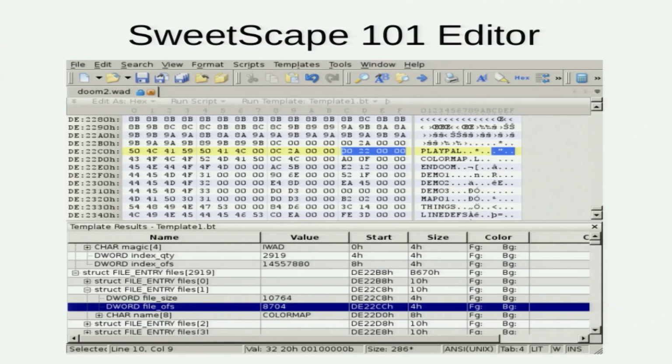Swisscape. I beg your pardon for a typo. It should be 010. It looks like this.